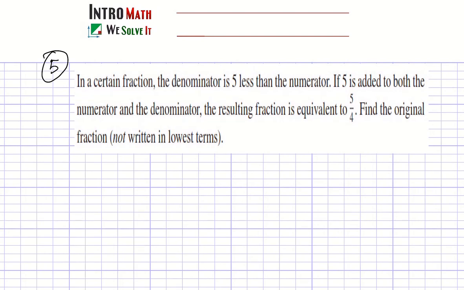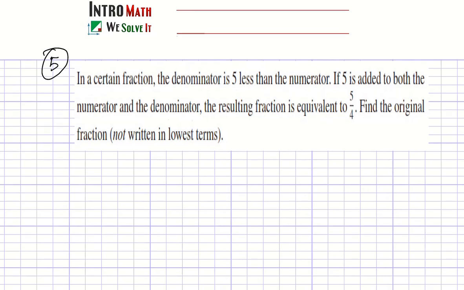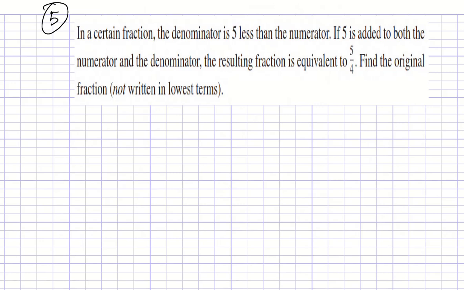Okay, see, in a certain fraction, the denominator is 5 less than the numerator. You see that? See, they're playing game with what I told you guys. Word, man. You gotta watch out for words. The denominator is 5 less than the numerator. See, they're comparing now. They're comparing denominator and numerator. If 5 is added to both the numerator and the denominator, the resulting fraction is equivalent to this. Find the original fraction, not written in lowest term. What are they saying? Let's find the original fraction.